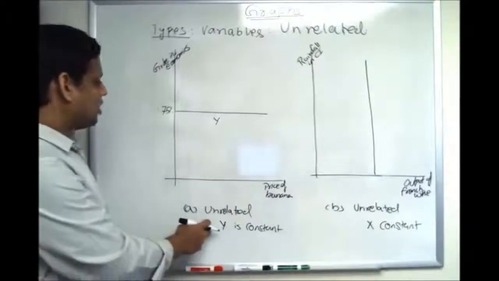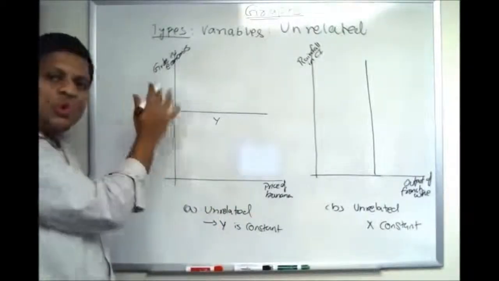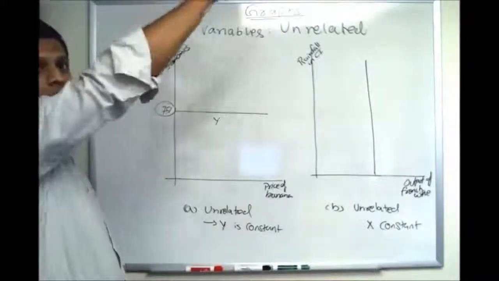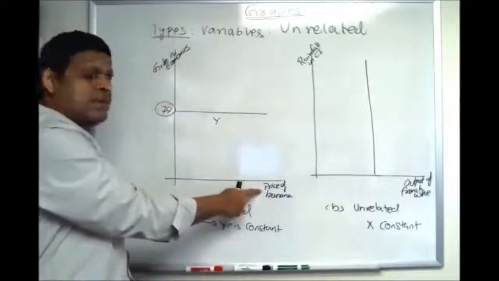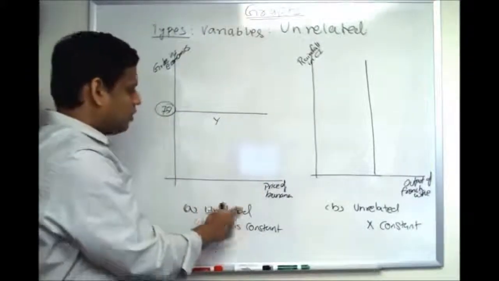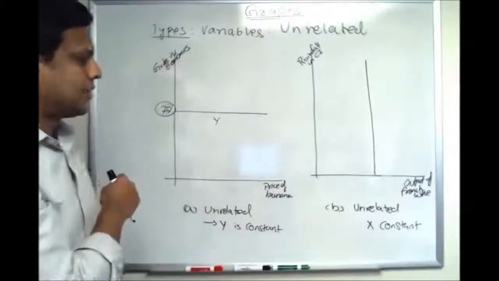So in this situation, y is a constant, which is on the vertical axis. You would get 75% in economics class because the grades in economics depend on several other factors, definitely not the price of the banana, right? So here we have two variables which are unrelated, and y is a constant. So y is on the vertical axis, right?